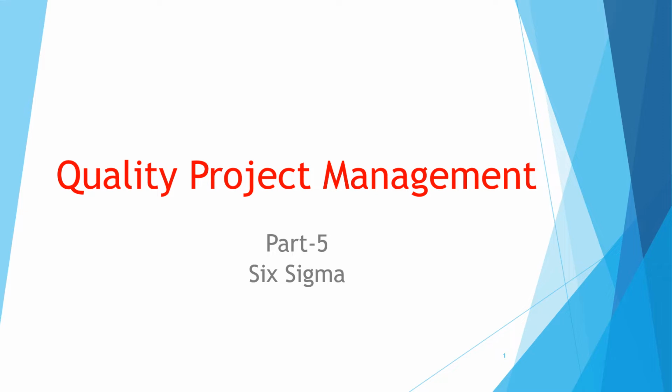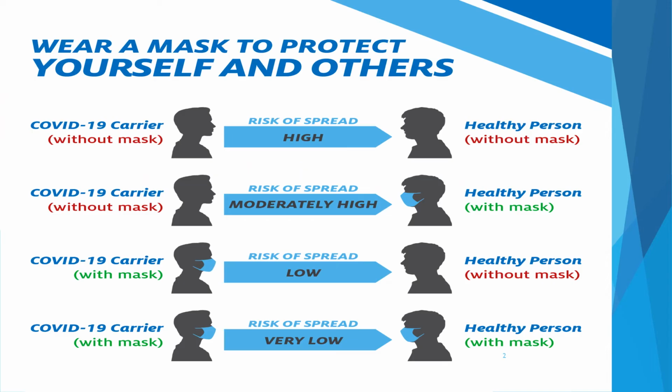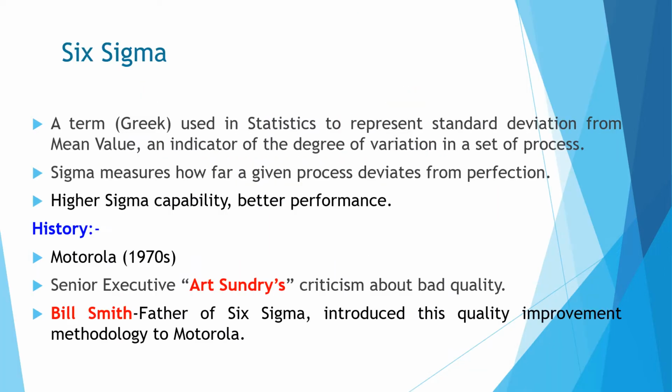The next topic is Six Sigma. It's a set of techniques and tools for process improvement. It was introduced by an American engineer, Bill Smith, while working with Motorola in 1970. Sigma is used in statistics to represent standard deviation from the mean value.